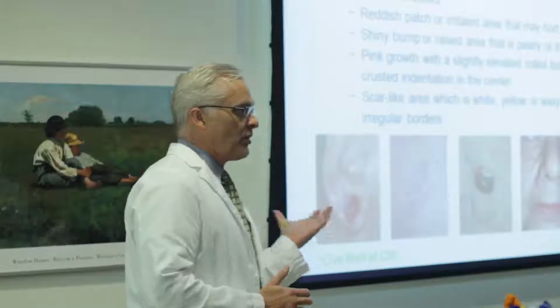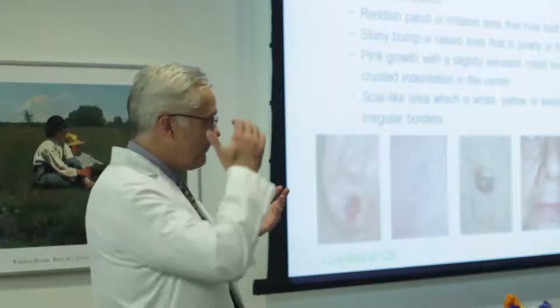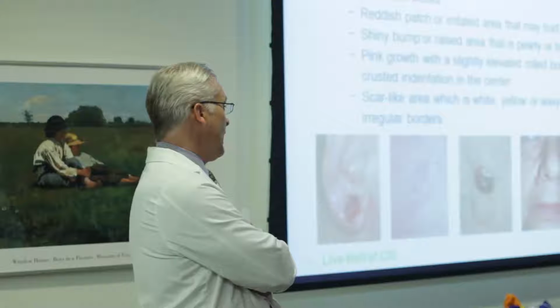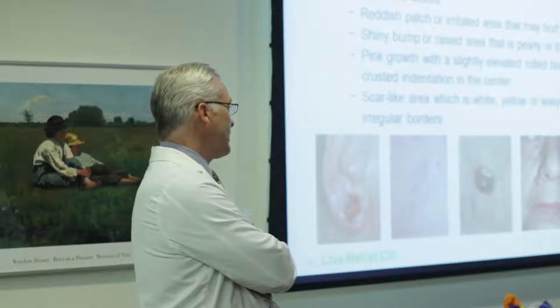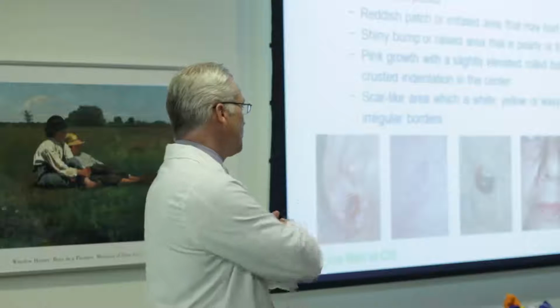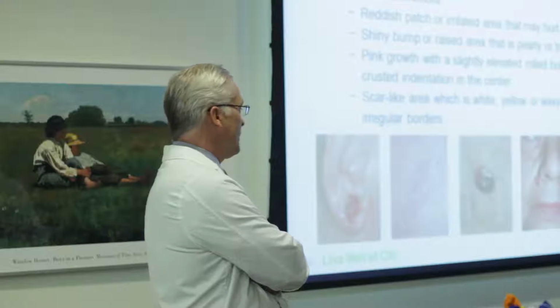A lot of people with a lot of sun exposure have a lot of these scar-like areas on their skin, and that could be what we call an actinic keratosis, which is sort of a benign tumor but can turn into cancer, or it could already be a basal cell cancer.